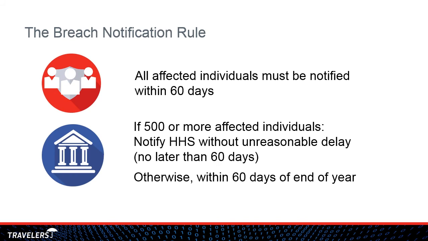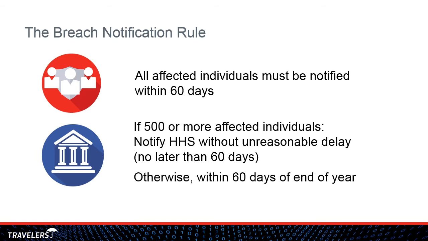Under the breach notification rule, covered entities must notify all affected individuals in writing within 60 days after their health information has been breached. If a breach occurs at a business associate, the business associate must notify the covered entity it serves so that the covered entity can notify the affected patients. In addition, a toll-free number must be provided for at least 90 days so that the affected individuals can obtain more information about the incident.